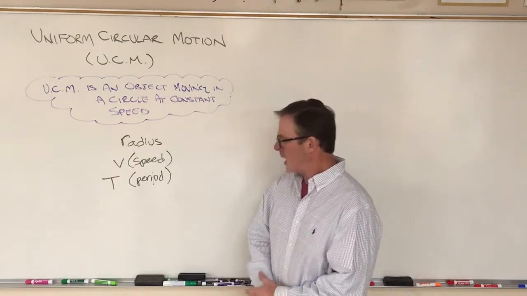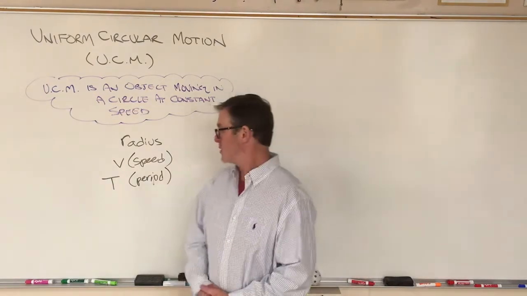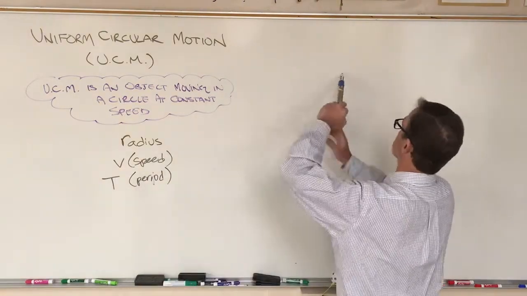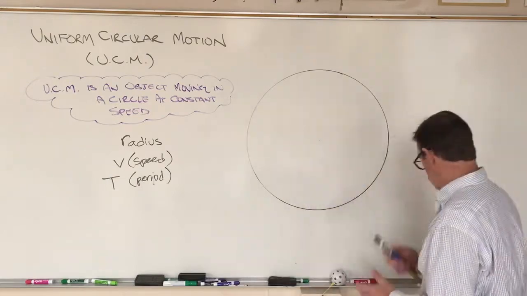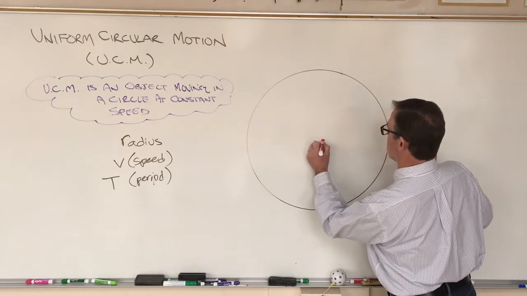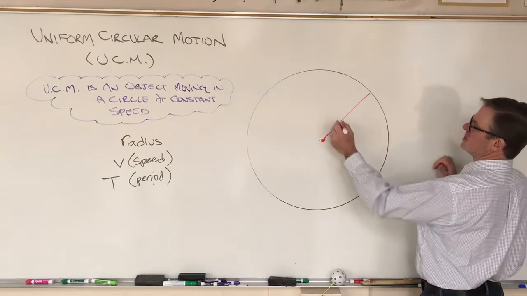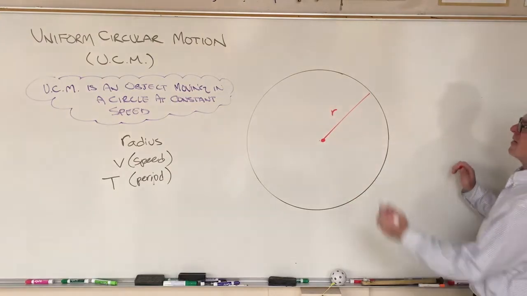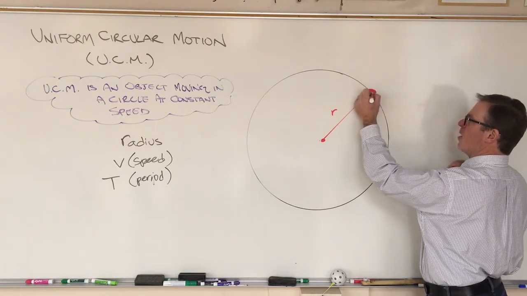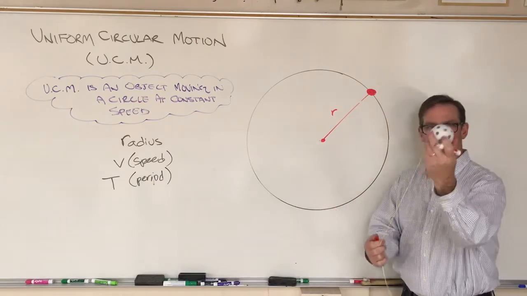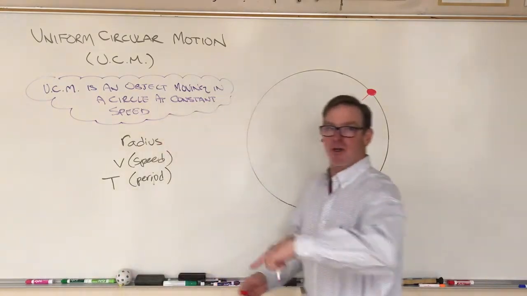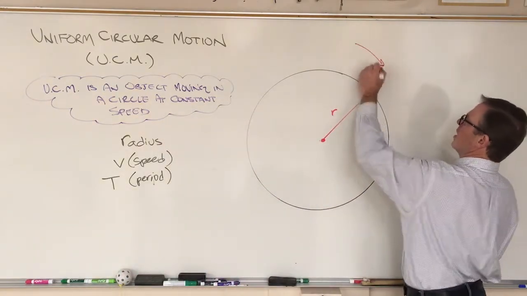Okay, I'd like to talk to you about the velocity. The speed is constant, but there's something going on with the velocity that I'd like to chat with you about. So we have a circular path here, and let's identify the center and draw a radius. Let's say that this red line represents the string, and this red ball, the wiffle ball, as an object is moving in a circular path. And for the sake of argument, let's just say it's going clockwise.